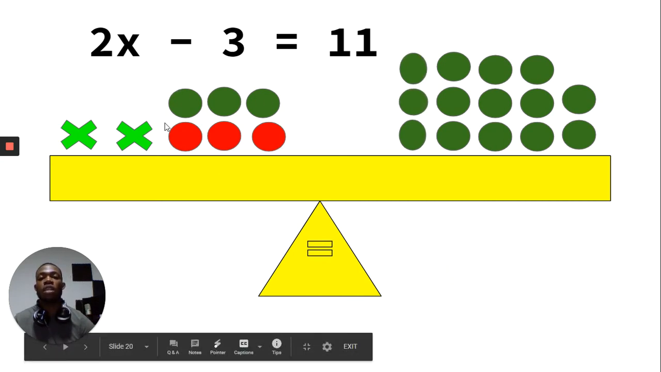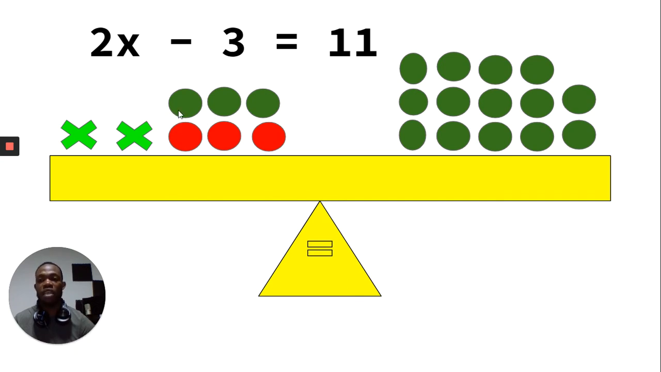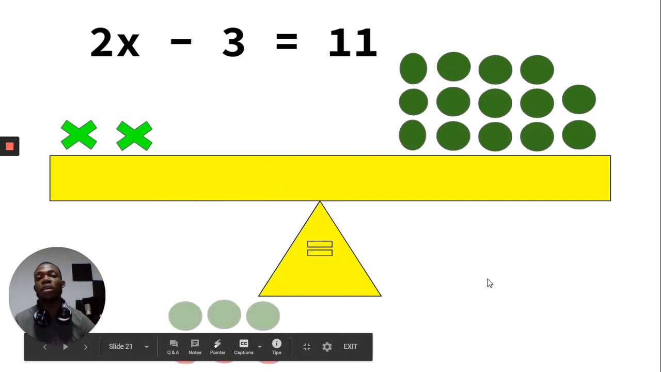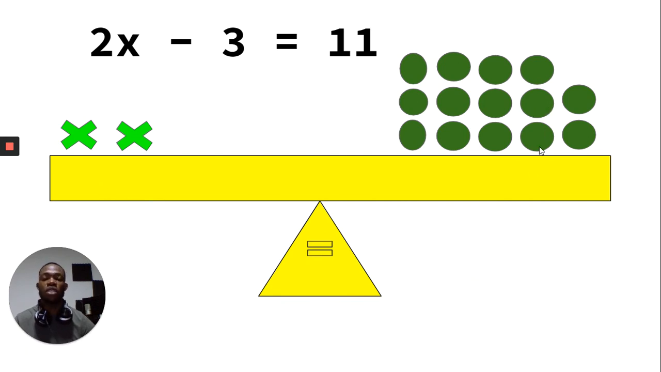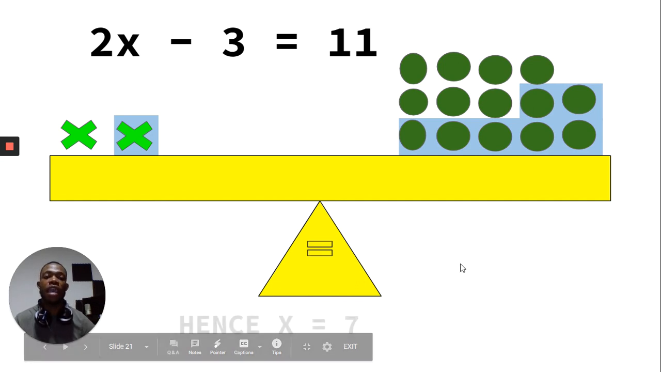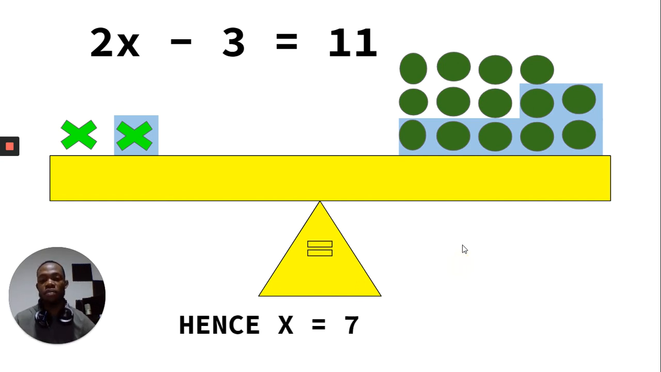Now, let us focus on the left side for a while. In reality, you know that a positive cancels out a negative. In this case, they would have to be on the same side of the equal sign. Hence, these 3 negatives will cancel out the 3 positives. And there you go. 2x's equal to 14. Again, to find the value of x, it simply means to share my 14 positives equally among my 2x's, hence the value of x would still be 7.